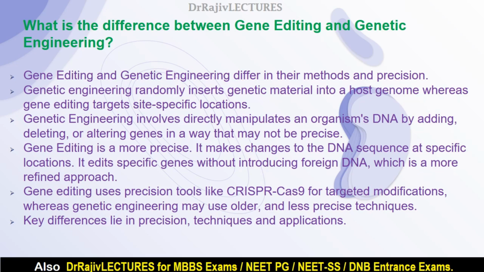Gene editing is more precise at targeting specific DNA sequences, while genetic engineering is broader and less specific. Gene editing uses precision tools like CRISPR-Cas9 for targeted modifications, whereas genetic engineering may use older and less precise techniques. Both are used in agriculture, medicine, and research, but gene editing is often preferred due to its accuracy and reduced risk of unwanted effects.